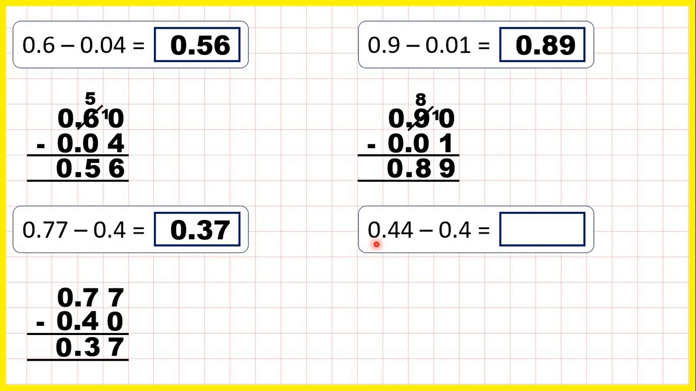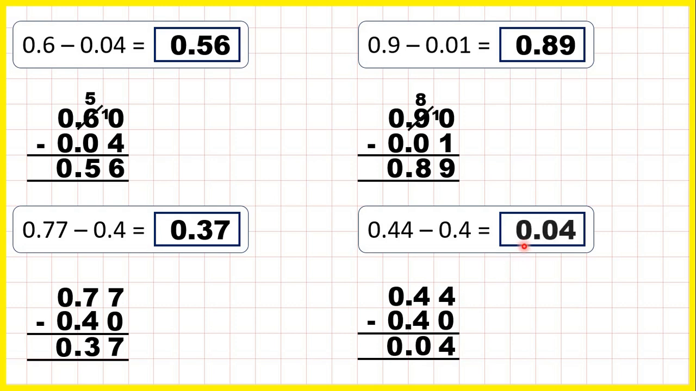Now we have 0.44 minus 0.4. Again, we've got our decimal points lined up. We can write a 0 in our empty square and copy the decimal point down into our answer. 4 minus 0 is 4, 4 minus 4 is 0, and 0 minus 0 is 0. So our answer is 0.04.